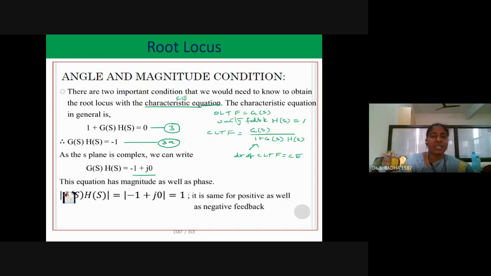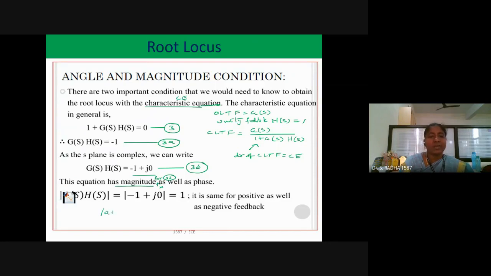So I can just write it plus j0. Okay. Now this is my equation 3b. Now make magnitude for equation 3b. On both sides, if you make magnitude for equation 3b, the left side will be modulus of G(s)H(s), and the right side will be modulus of minus 1 plus j0.